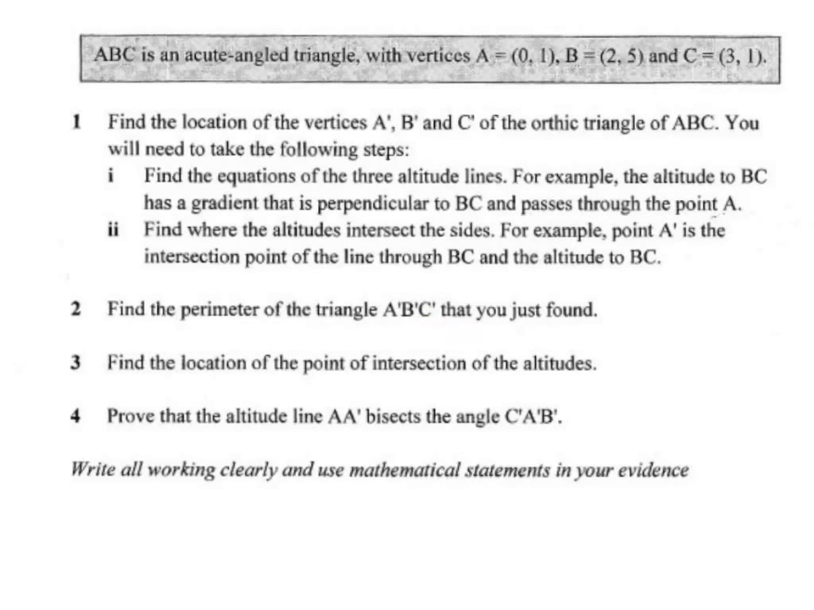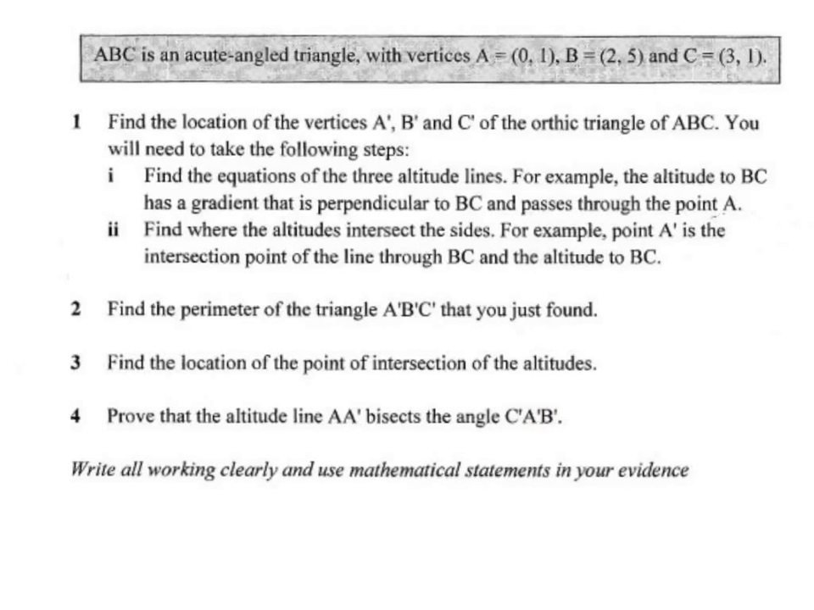The third thing we'll need to find is the location of the point of intersection of the altitudes, which is also called the orthocenter, and prove that the altitude AA prime bisects the angle C prime, A prime, B prime.